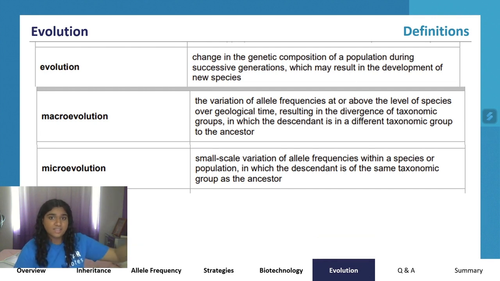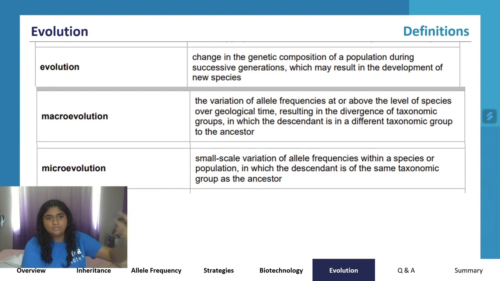Macroevolution is like large scale evolution, where it's the variation of allele frequencies over geological time in a particular species, resulting in the divergence of its taxonomic group, where the descendant is in a different taxonomic group to the ancestor. That's how you know a new species has been formed, where the descendants are no longer in the same taxa. If you think back to classification systems, microevolution, on the other hand, is small scale allele variation within a species where the descendant is in the same taxonomic group.